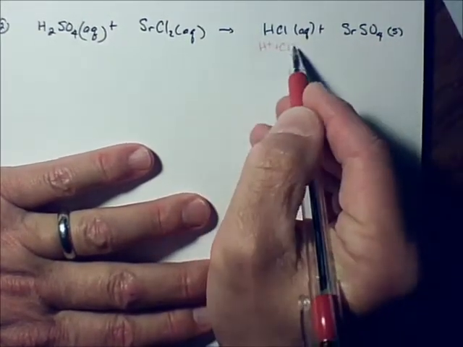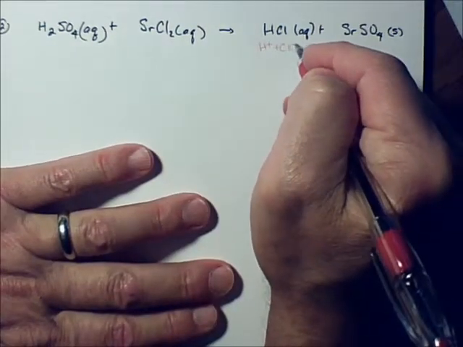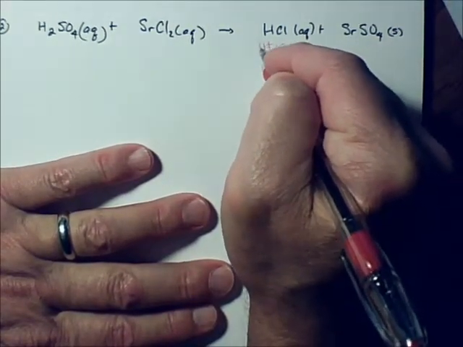Well, if I have a 1 plus charge particle and a 1 negative charge particle, that's already charge balanced. I don't have to worry about anything else. Okay, it's balanced.